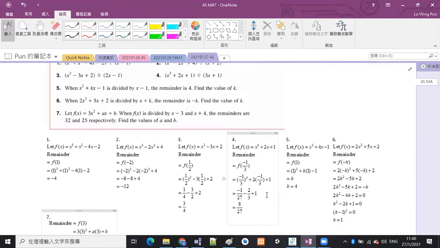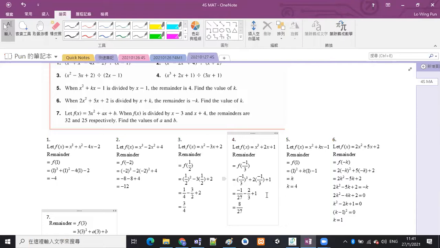And then number 5 and number 6 will have an unknown, either in the dividend or divisor or the remainder. So you just find the remainder yourselves, and then set your remainder equal to the given number. Then you will set up an equation involving the unknown k, and that will lead you to find the answer of the unknown k. Can you get this?